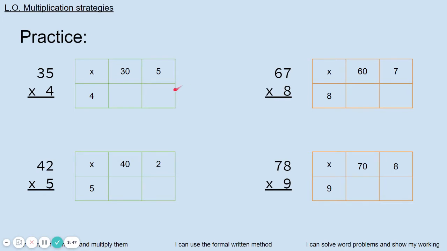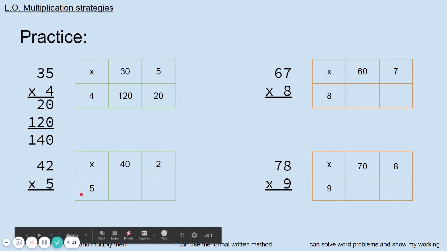I'll just talk you through it. So we've already done the grid out, and I thought I'd cover them up. Anyway, 5 lots of 4 makes 20, and 4 lots of 30 makes 120. And if we write that out, it looks like that, and add them all together, 140. Give yourself a round of applause if you got that right.